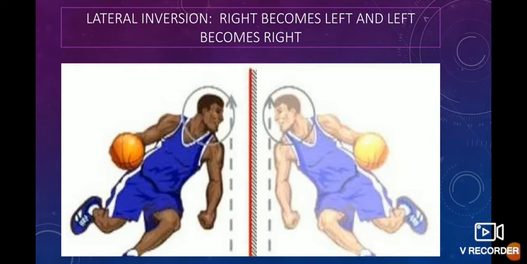Now let us understand what is lateral inversion. Look at this basketball player with a ball in his hand standing in front of the mirror. In which hand does he have the ball? He has it in his right hand. But look at the image. Which hand does it seem to have the basketball? It seems to be the left. So what has the mirror done? When you look at the mirror, it has changed the right to left and the left to right. This is nothing but lateral inversion.